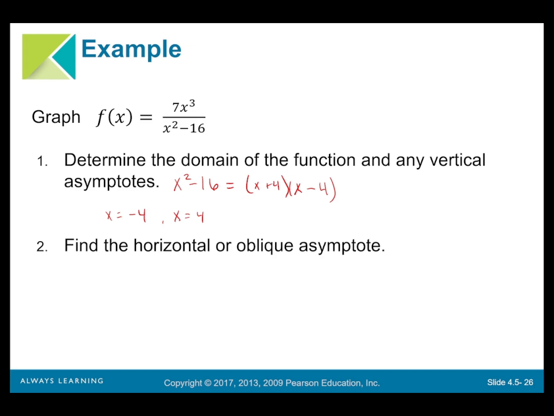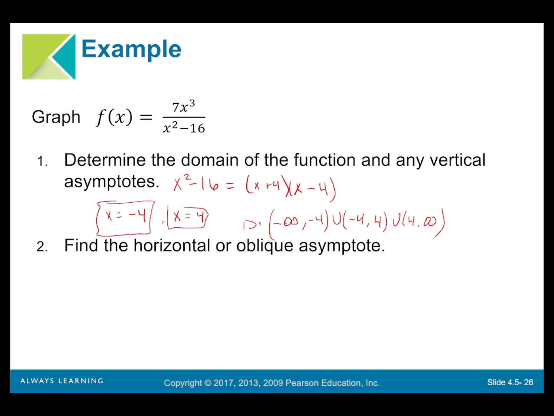They're both not in our domain. So if I were to formalize our domain: negative infinity to negative 4, negative 4 to 4, and 4 to infinity. Essentially, pick up your pencil at negative 4, keep going along the number line to 4, and then jump over 4 again and keep going on to positive infinity. So that's our domain. And then, of course, our asymptotes were these two, x equals negative 4 and x equals 4. Those are vertical asymptotes.